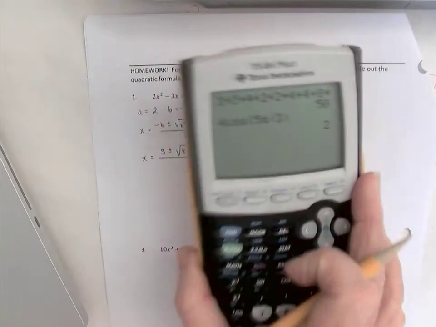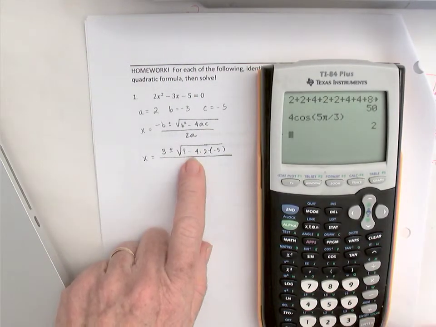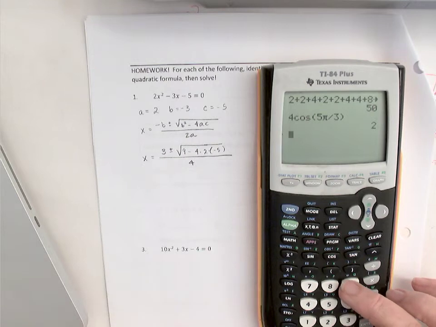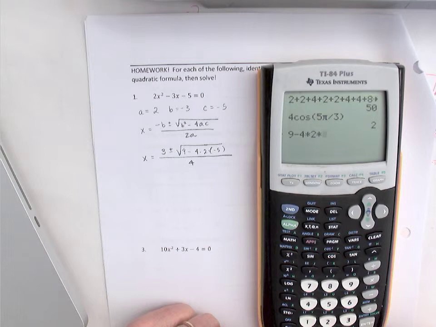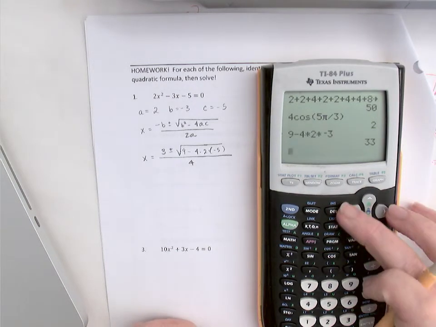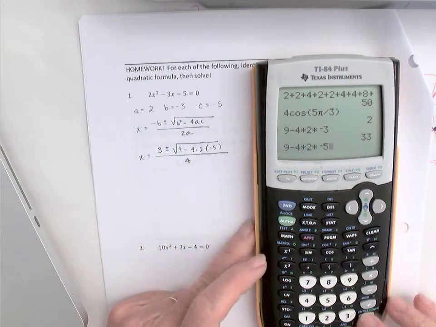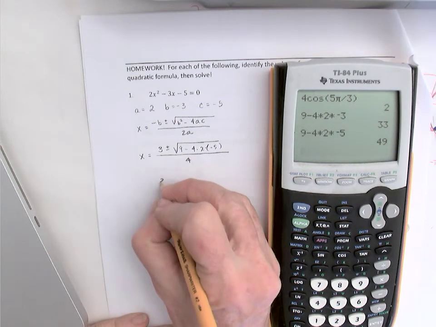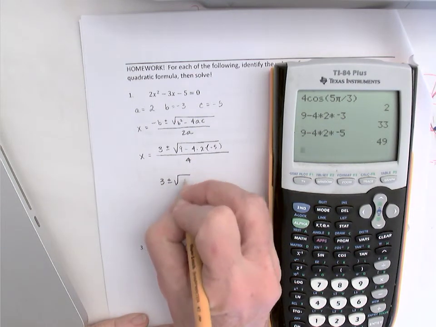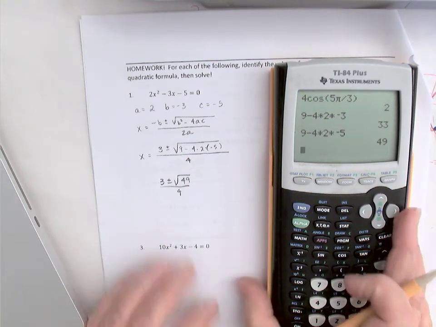I'm going to take my calculator, and I'm going to do what I have right here. So I'm just going to type in 9 minus 4 times 2 times -3 gives me that. Sorry, -5. Let's try that again. -5 gives me 49, which is a whole lot nicer. So really, in here, I have 3 plus or minus the square root of 49 over 4. And I know the square root of 49 is 7.